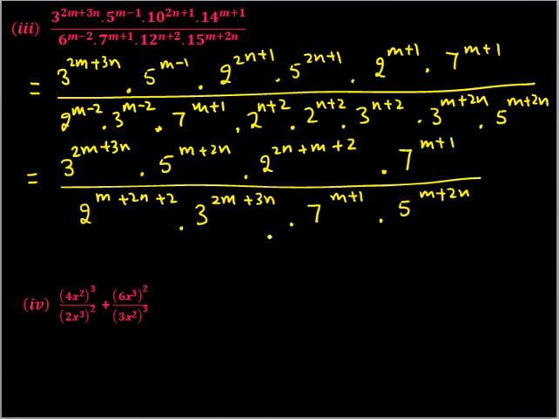Now you look at all the terms which are getting multiplied in the numerator and those getting multiplied in the denominator. You will find each of them are getting cancelled out. See this? 2 has got exponent m plus 2n plus 2. That is what we are getting here also, m plus 2n plus 2. So they both get cancelled out. 7 with exponent m plus 1, 5 with exponent m plus 2n, and then 3 with exponent 2m plus 3n. So this also gets cancelled out. That means in simplified form, the given expression is equal to 1.